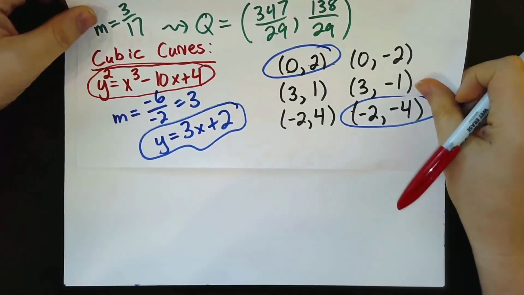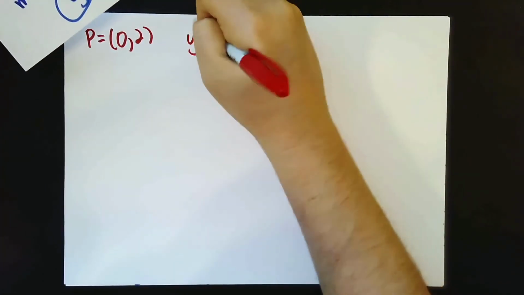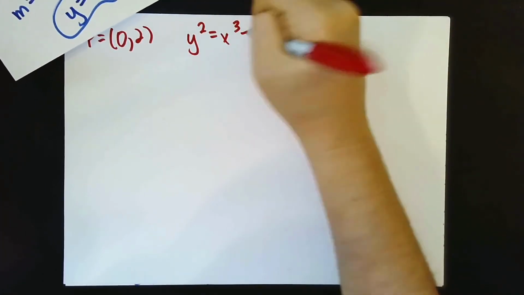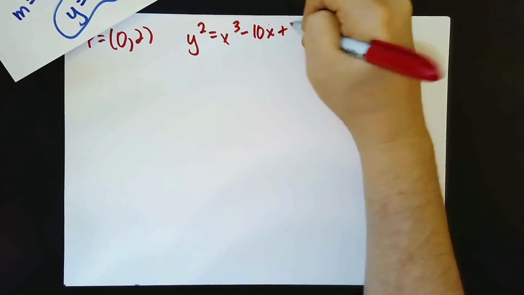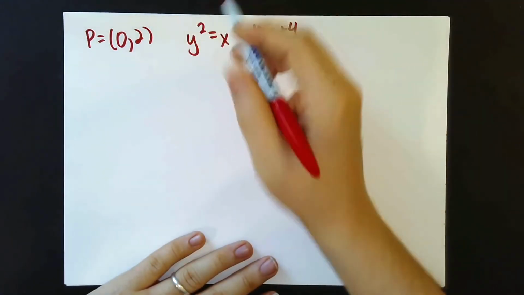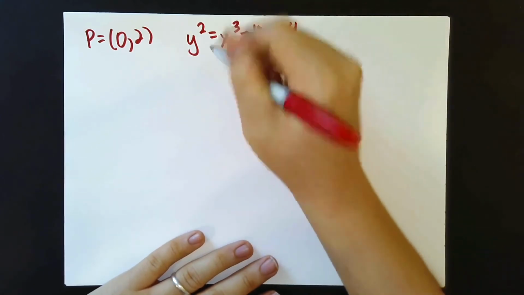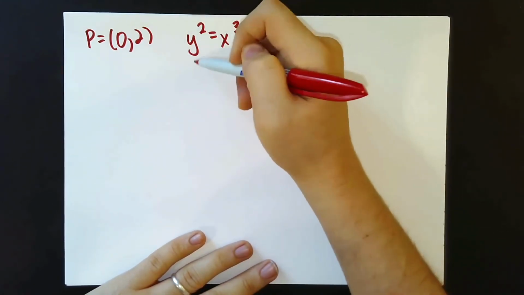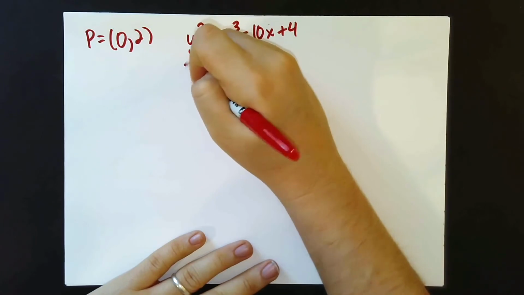And I'm going to talk about how we're going to find the tangent line at this point. So here's our equation. And to find the tangent line at this point 0,2, what I'm going to have to do is use implicit differentiation. So I'm going to take the derivative of both sides here, and every time I take the derivative of something with a y in it, I'm going to inherit a y prime.